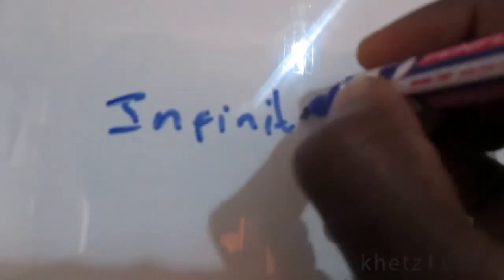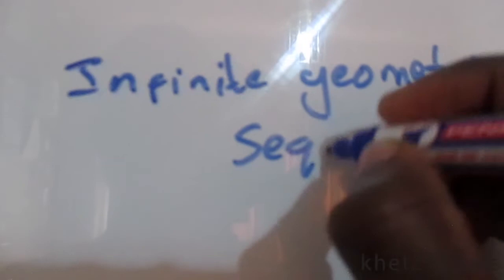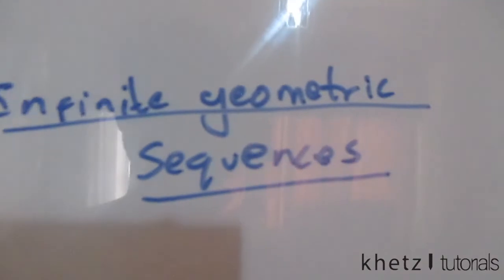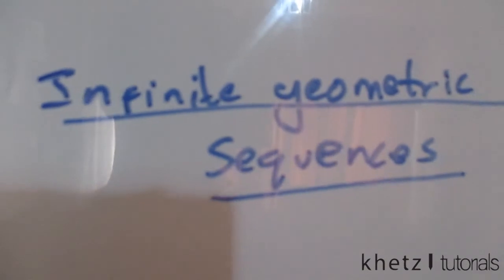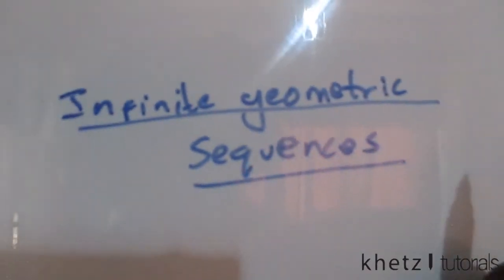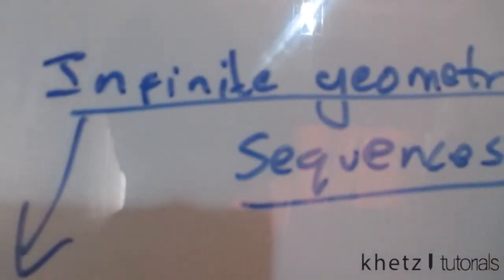Next, I'm going to talk about infinite geometric sequences. This is the last section before I do examples. So I'm going to dedicate a whole video to doing examples about everything which I've been talking about in these 3 videos. So this is the last section. The word infinite, well, it basically means with no end, or it goes on and on and on and on and on.